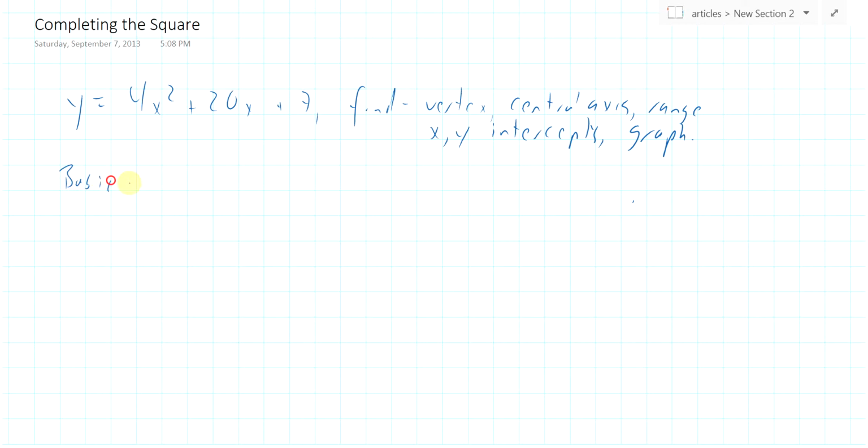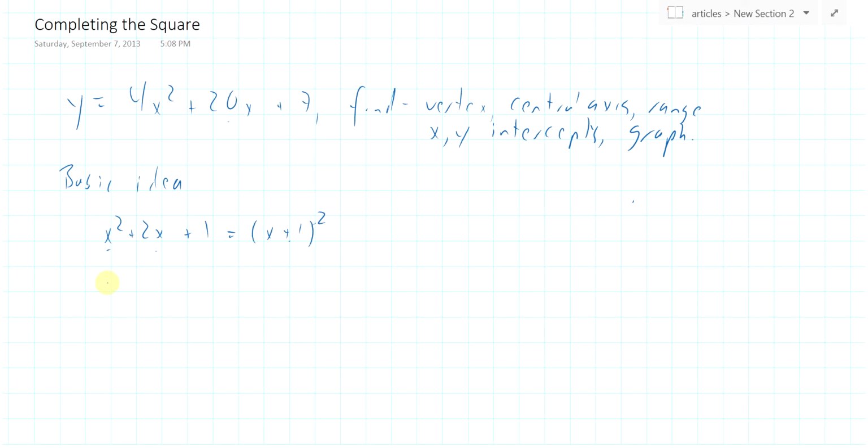Well, the idea is that if you have, say, x squared plus 2x, the first two terms of a quadratic, not the whole 4x squared plus 20x plus 7, but just say x squared plus 2x, there's a particular magic number, in this case plus 1, that allows you to write it as x plus 1 quantity squared. So x squared plus 2x plus 1 factors to x plus 1 quantity squared.